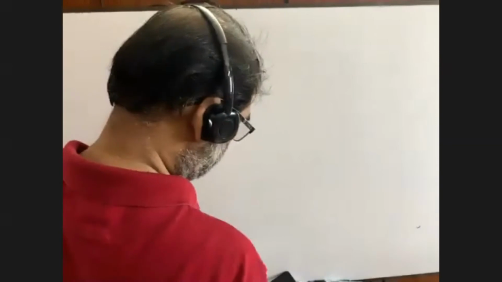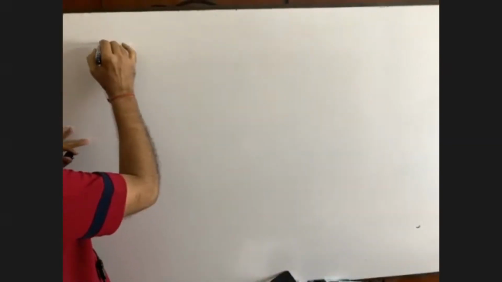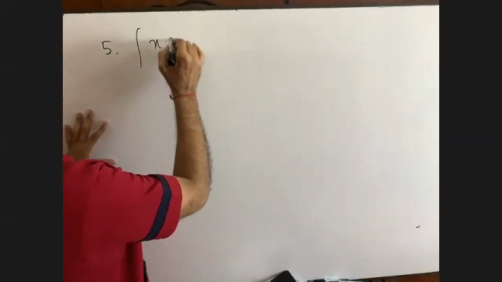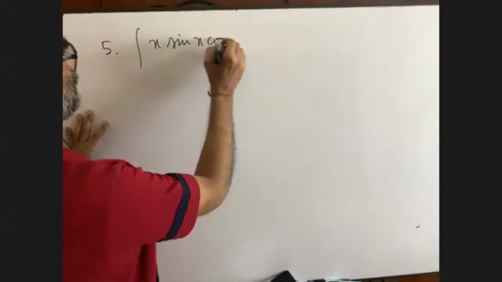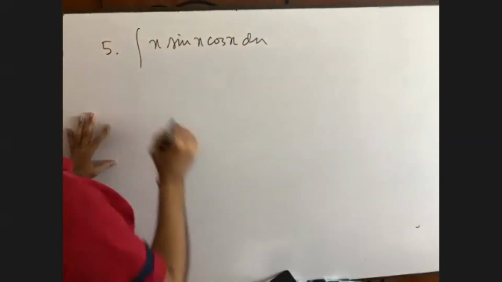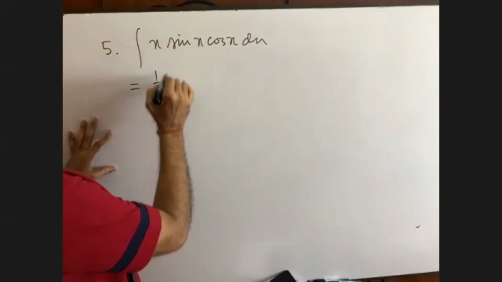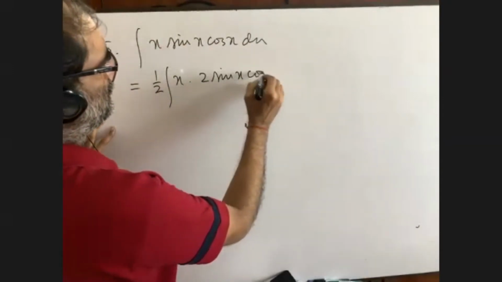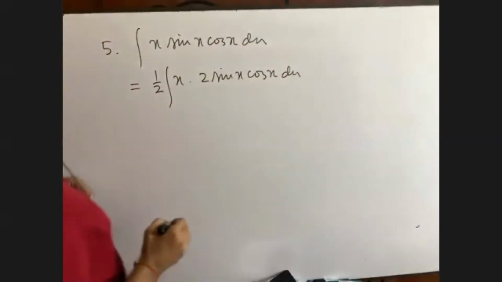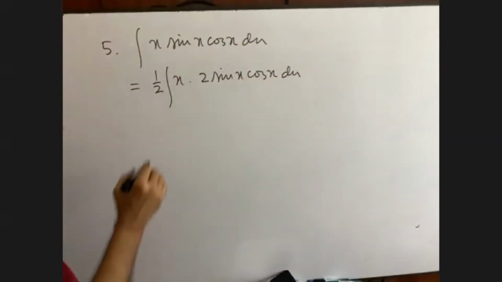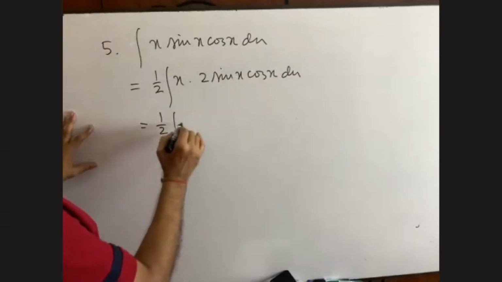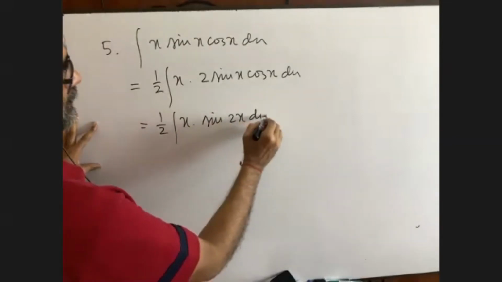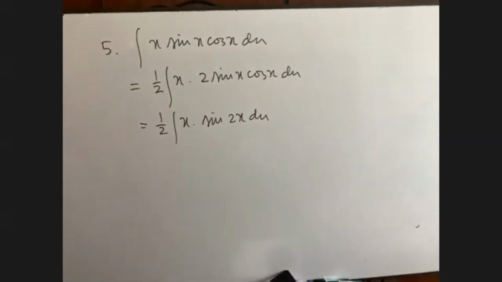Now going to question number 5. You see, it is x sin x cosine x dx. Not a matter, we can write down half x into 2 sin x cosine x. That means we are getting here half x sin 2x dx. Now I think you can do it, right? Talk to me.